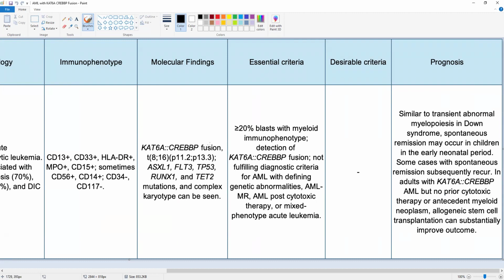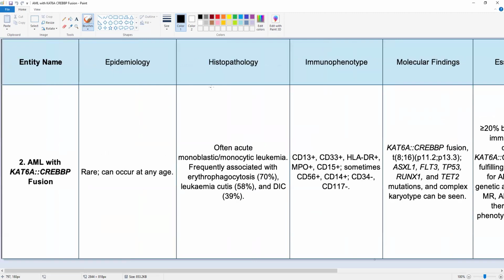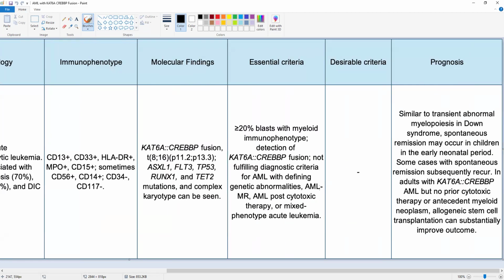So the highest yield thing for me in this entity is frequently associated with erythrophagocytosis, leukemia cutis, DIC, and as for the immunophenotype, they tend to be CD34 negative and CD117 negative.